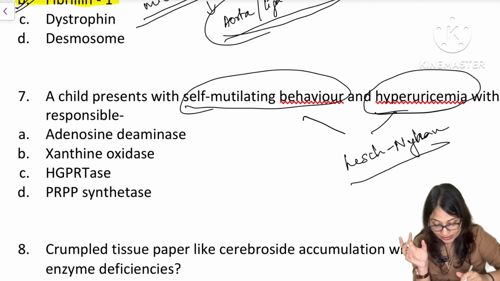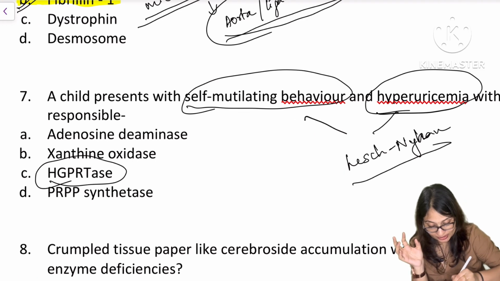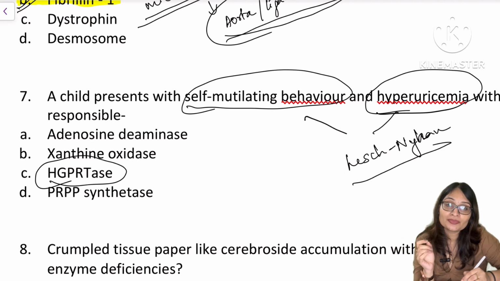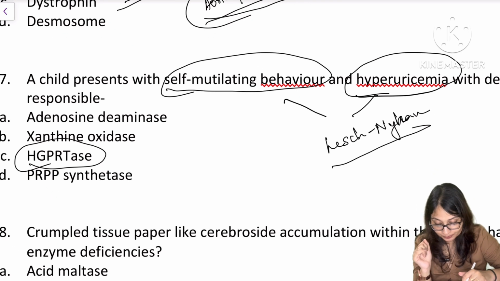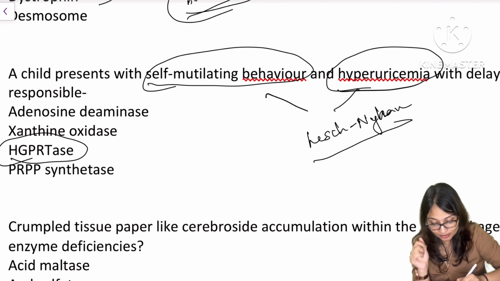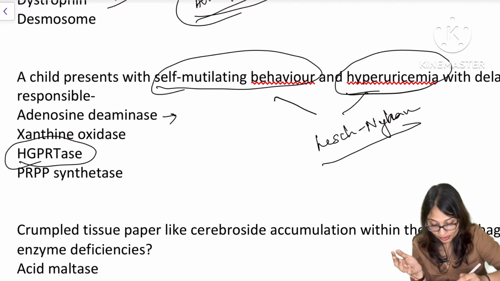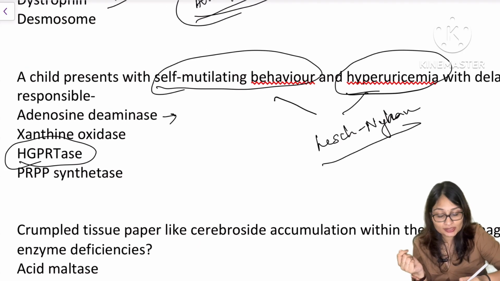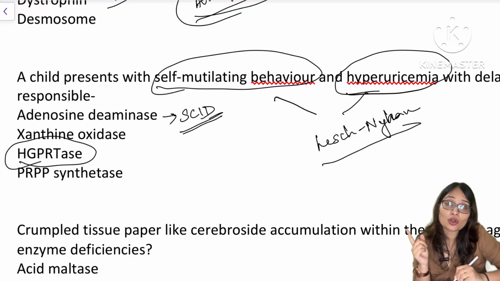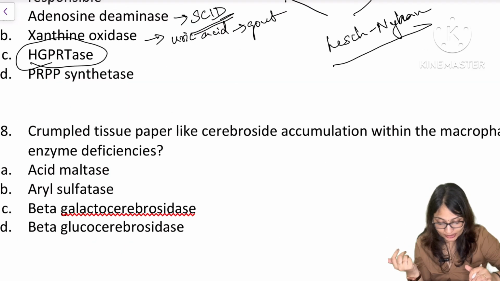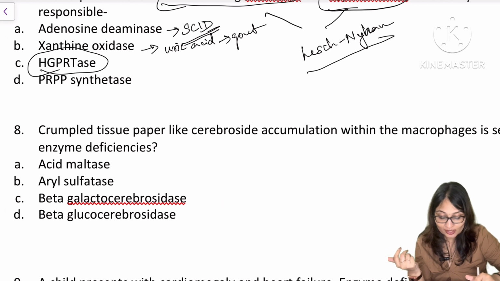The enzyme defective is HGPRTase. What is the abbreviation? Hypoxanthine guanine phosphoribosyl transferase deficiency. Just to give you additional points here, adenosine deaminase deficiency results in severe combined immunodeficiency disease, or bubble boy syndrome. Let's move on to the next question here.